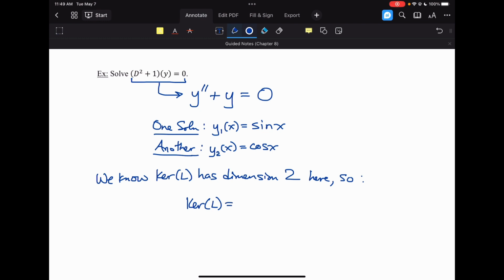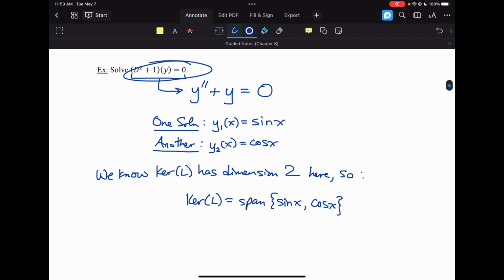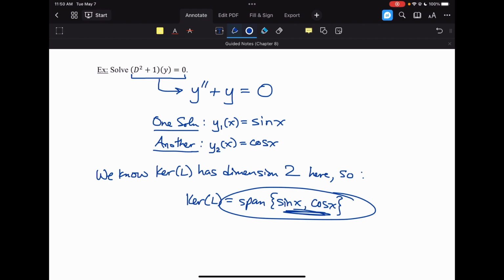So the kernel is just going to be, we have two solutions here, two linearly independent solutions, sine and cosine, right? They're not multiples of each other or linear combinations of each other. So the kernel will just be the span of sine of x and cosine of x. So what this tells us is every solution that we could get for this differential equation will be some linear combination of sine of x and cosine of x.